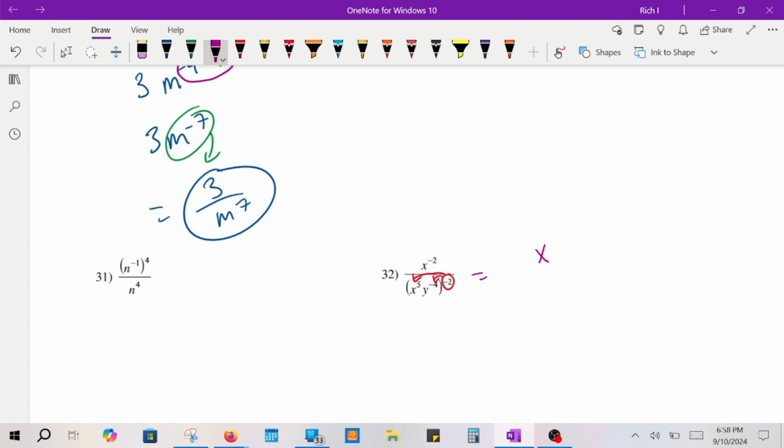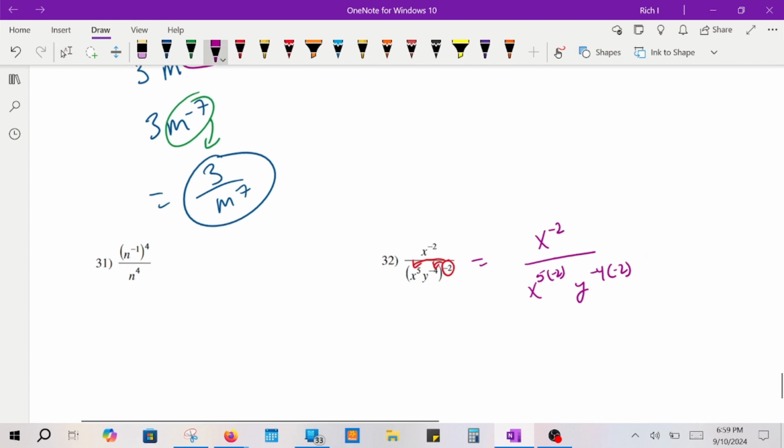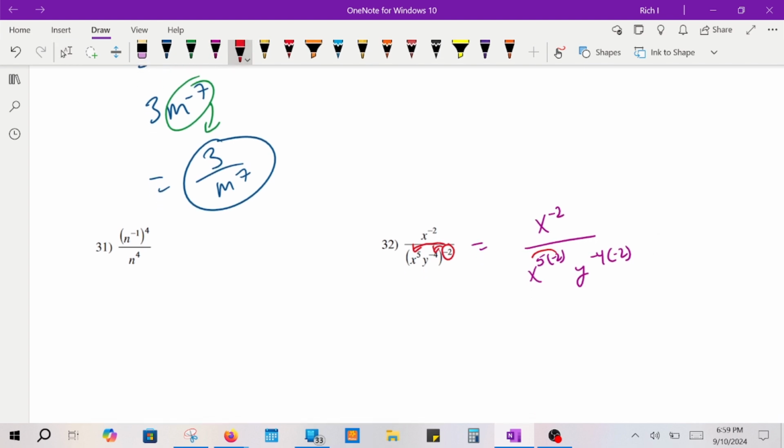On the top, we still have x to the negative 2. But on the bottom, we're going to have x to the 5 times negative 2, and then we're going to have y to the negative 4 times negative 2. Remember, when you distribute an exponent like this, when there's an exponent outside of the parentheses, it multiplies the exponents on the inside. Let me make sure I write that that's a minus 2. Good. So we're going to simplify these.